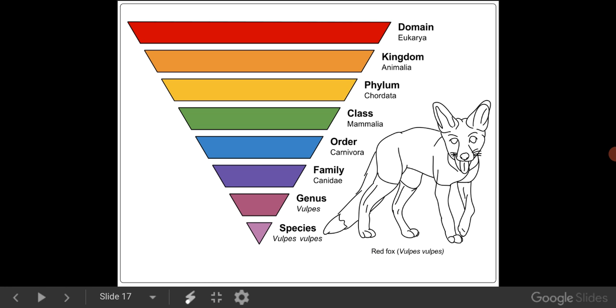So this shows the classification for this red fox. It's in the domain Eukarya, so it's in that domain that's everything that contains a nucleus. And then we go down, we get a little more specific, and we're looking at its kingdom, Animalia. This would just be all the animals, just down and down until you finally get its genus, Vulpes, and then its species, which is also Vulpes. So you have Vulpes, Vulpes.